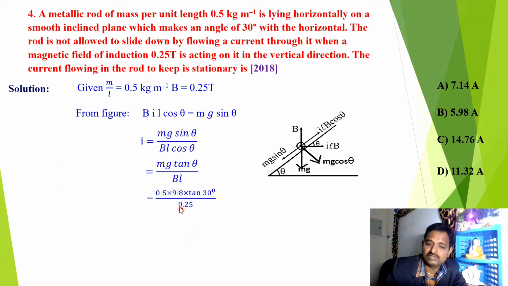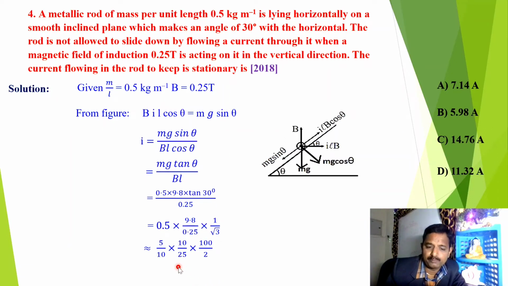So now I will substitute in the place of m by L 0.5, in the place of G I will substitute 9.8. Here theta is 30 degrees, so tan 30 by B they have given 0.25. So I will get 0.5 into 9.8 by 0.25. Tan 30 means 1 by root 3.